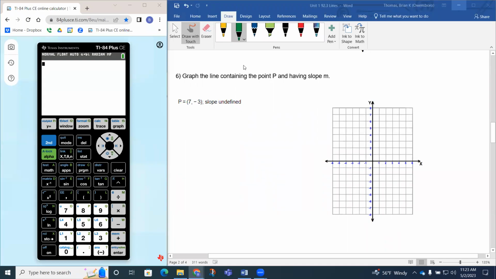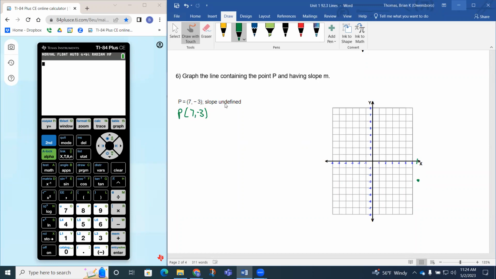So question 6 says graph the line containing the point P and having a slope M. So again, we have this point P. P is given by the point 7, -3. 7, -3 again is off my graph. 7 and then down 3. 1, 2, 3 would actually be just about here. So it's graphable. Just I didn't make a big enough piece of graph. So that's going to be point P.